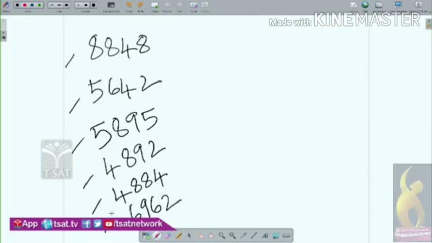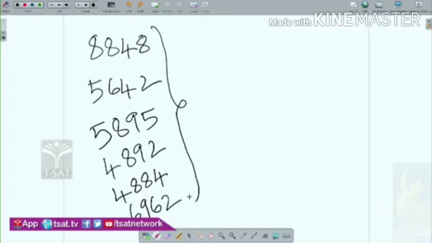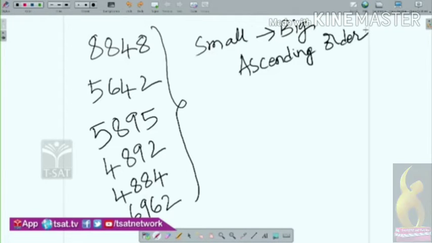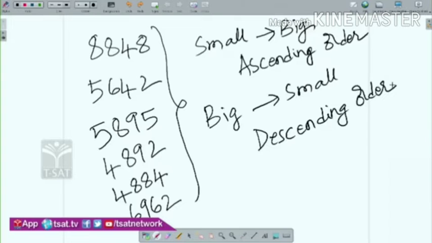Now I want to compare these numbers. Comparison is nothing but finding which is more and which is less. If you arrange all these numbers from small to big, that means small number to big number, it is known as ascending order. And if you arrange these numbers in reverse order, from big to small, this is known as descending order. Right?